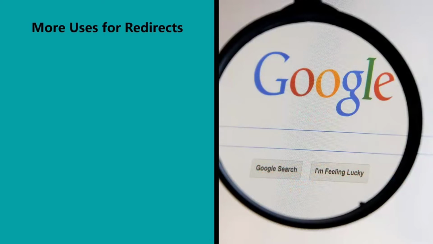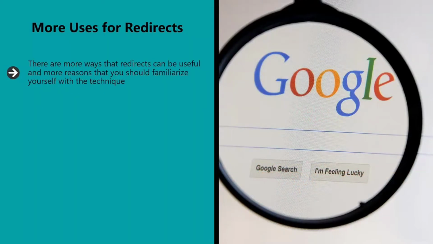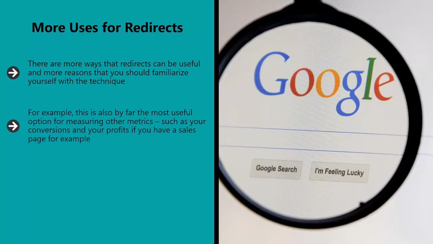More use for redirects. There are more ways that redirects can be useful and more reasons that you should familiarize yourself with the technique. For example, this is also by far the most useful option for measuring other metrics, such as your conversions and your profits if you have a sales page, for example. In other words, if it's not ranking that you're testing for, then you can happily use the redirect method and then see whether this impacts on the way that users engage with your site.